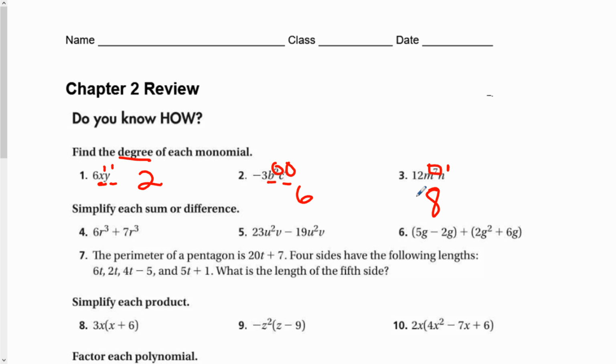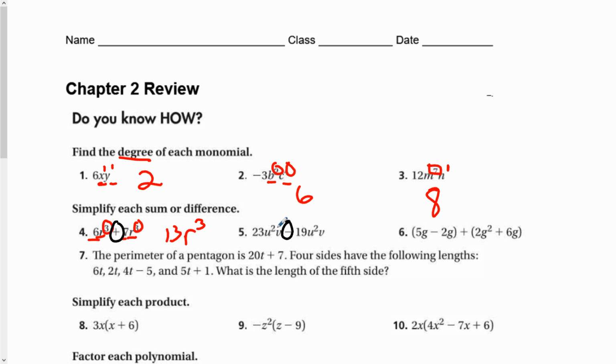Okay, now we're simplifying by sum or difference. Sum means to add, difference means to subtract. So again, I have to check the variable and the exponents. They both are r to the 3. That means we can take these coefficients and add them. We get 13 r to the 3. We don't add exponents unless we're multiplying, but here we are adding, right?